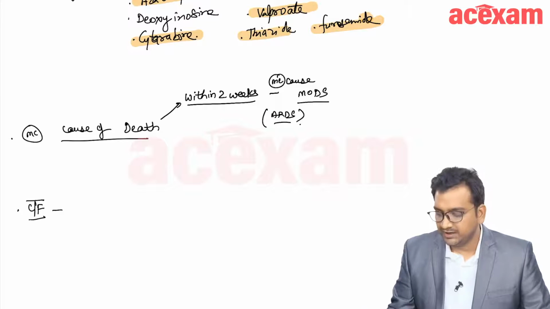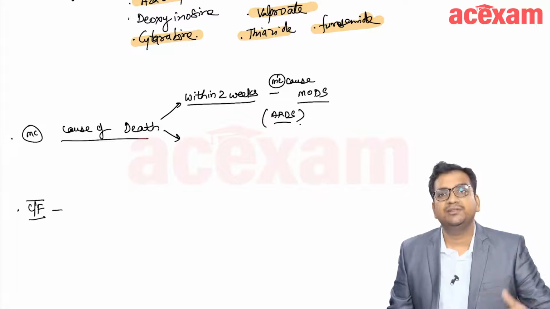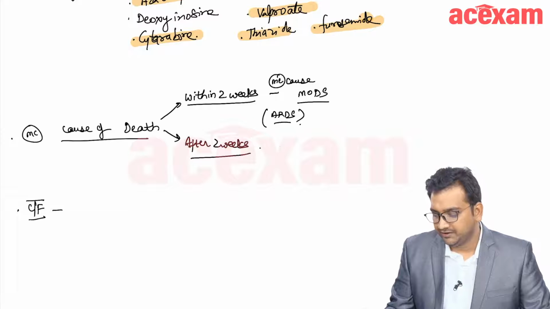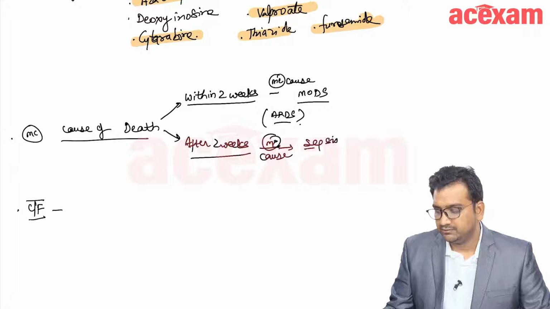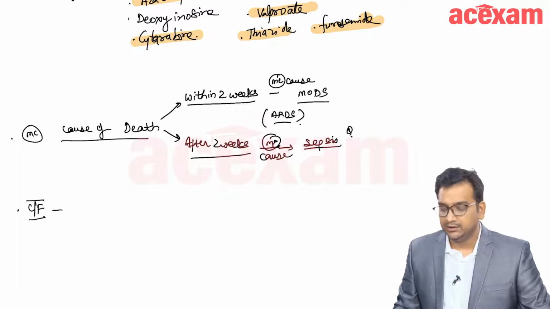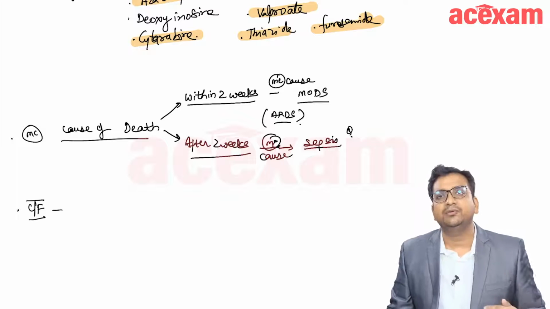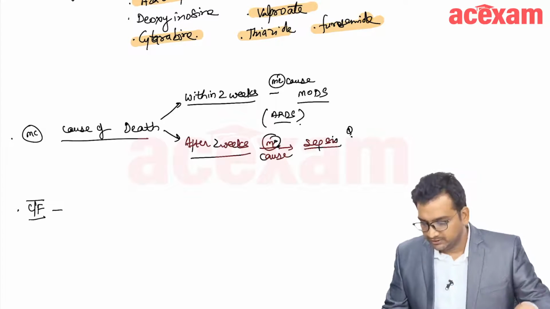Okay, and that is because of severe inflammatory response. And after 2 weeks, generally there will be infection, and the most common cause of death will be sepsis. Okay, so within 2 weeks, death is because of MODS, and after 2 weeks, death is because of sepsis.